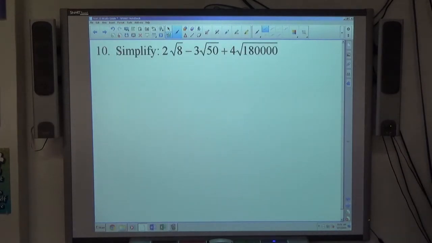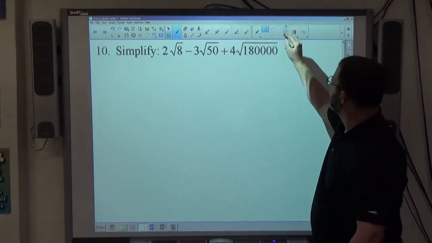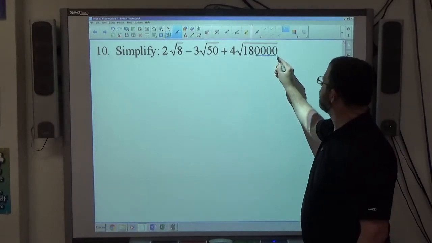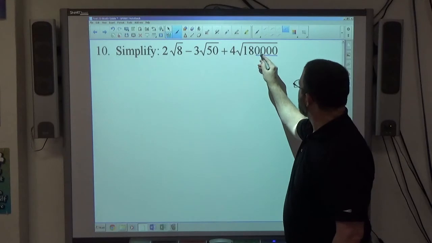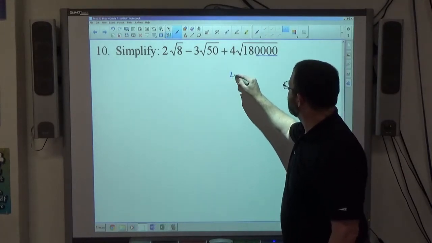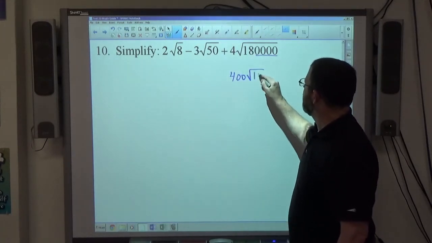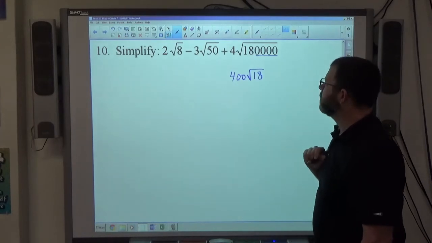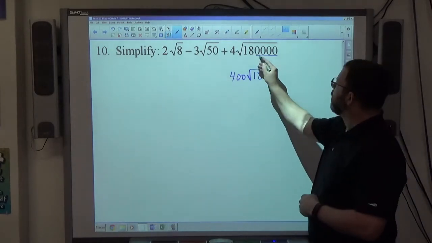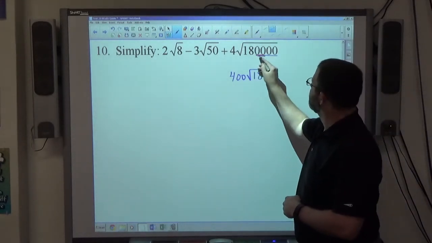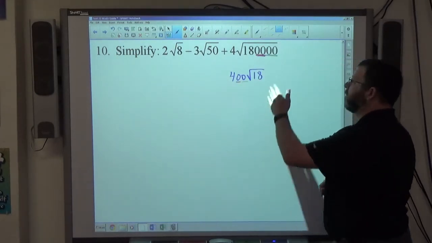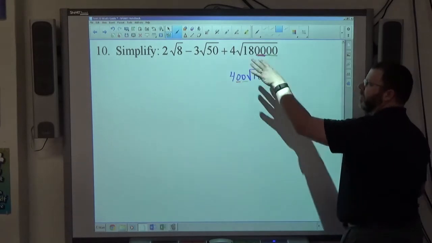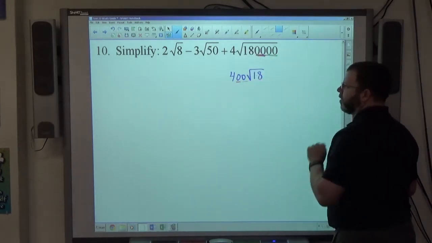answer. Number 10, simplify. First thing, I notice there's a bunch of zeros here. Every pair of zeros gets to be a 10. So I've got 2 pairs of zeros here. So altogether this is 400 times the square root of 18. That's the first thing I would do before I did anything else. So 1 pair of zeros got me this 0. The second pair of zeros got me this 0. If there was an extra 0, that would stick on this, but there's not. So 2 pairs, 18 still there.